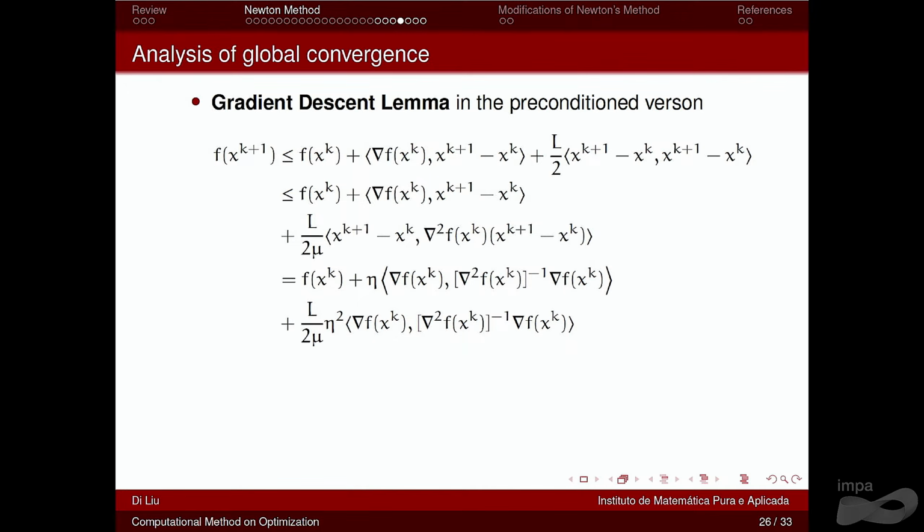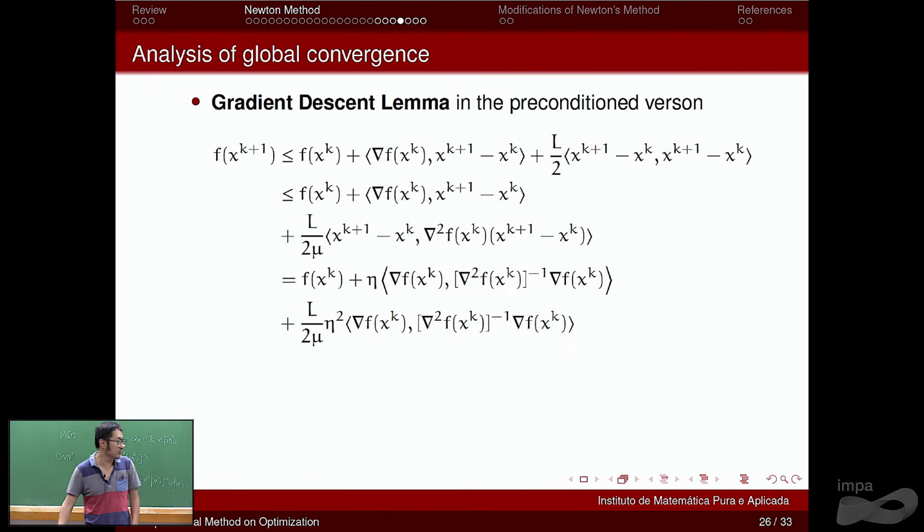Why can we use this gradient descent lemma? Because you have the Lipschitz continuity of your gradient. This is the descent lemma. We use the descent lemma here, and don't forget, the Hessian has an upper bound and also a lower bound here. So we use the upper bound of the Hessian here, which is related to mu.